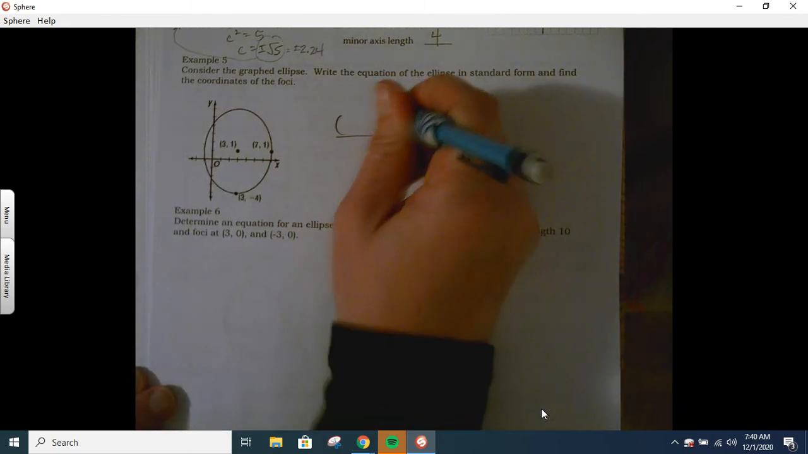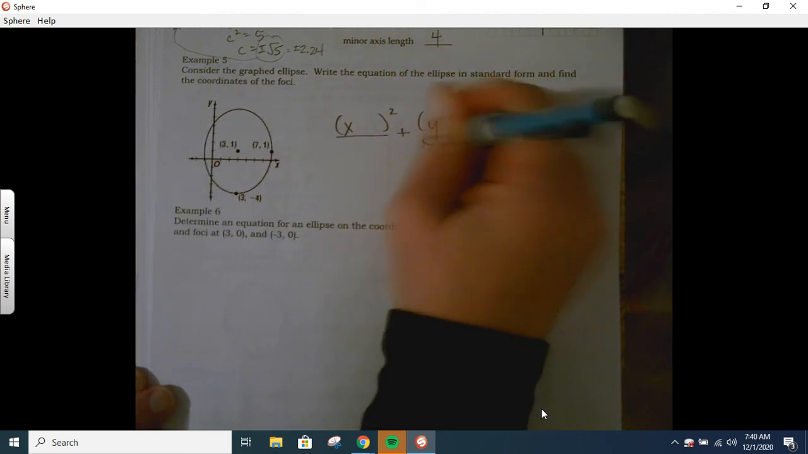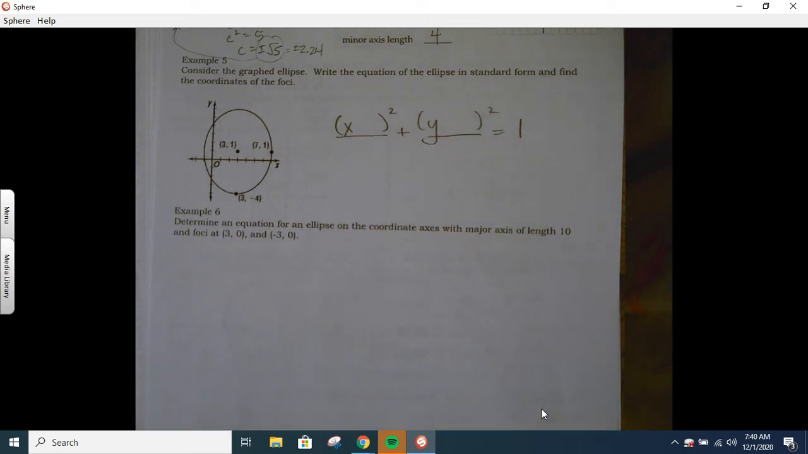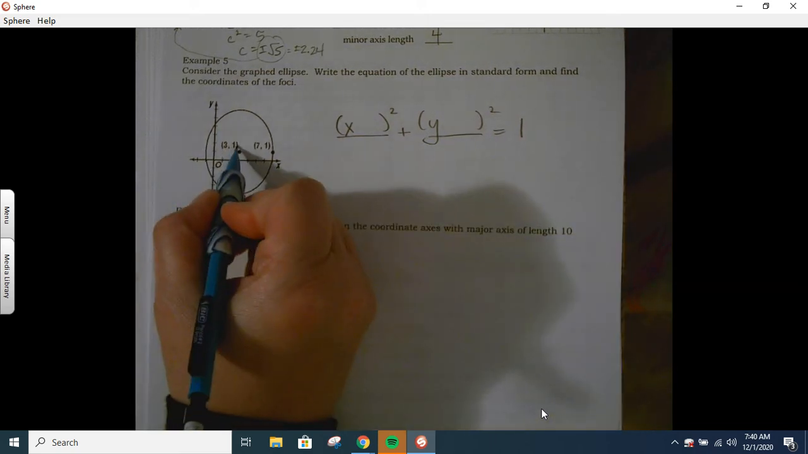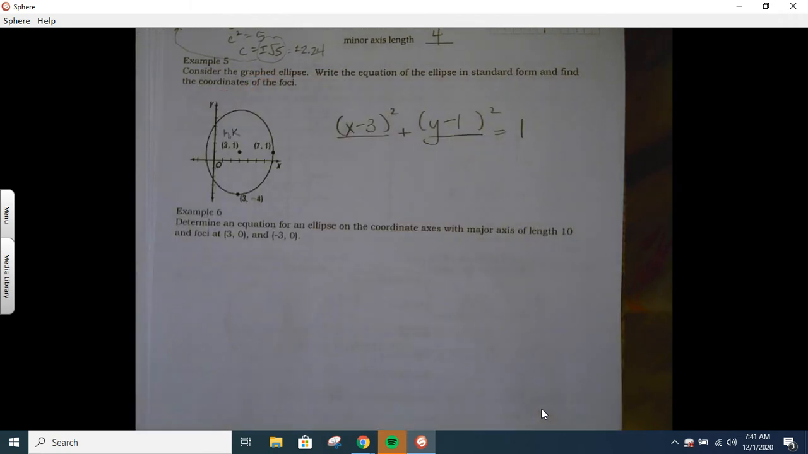All right, so I know the equation is something with an x squared plus a y something squared, like fractions, and I know it equals 1. So I can start with those bones. I know the center is at 3, 1. So this is x minus 3 and y minus 1, because this is my h and my k.